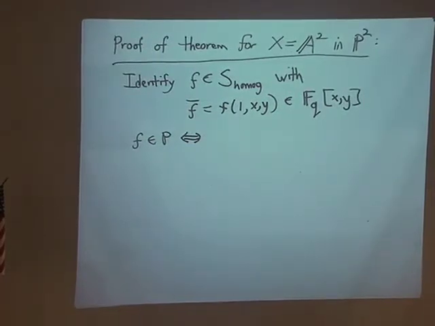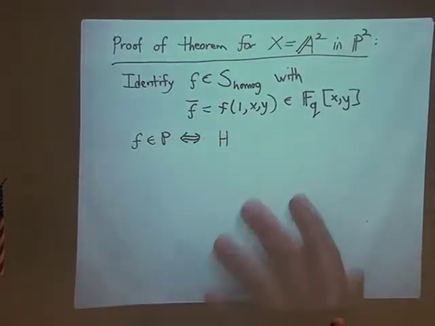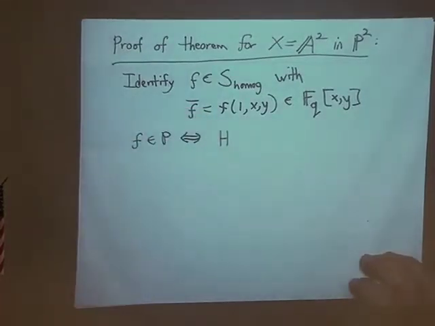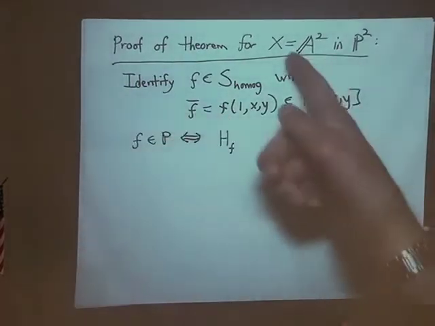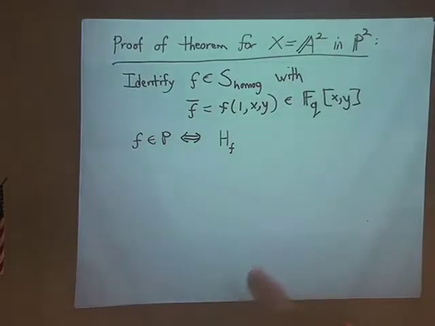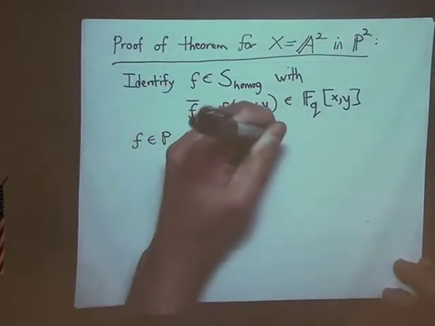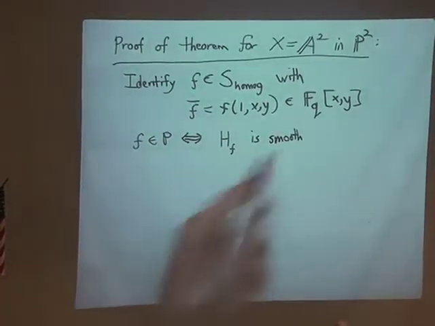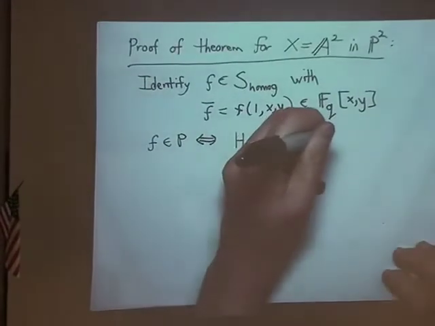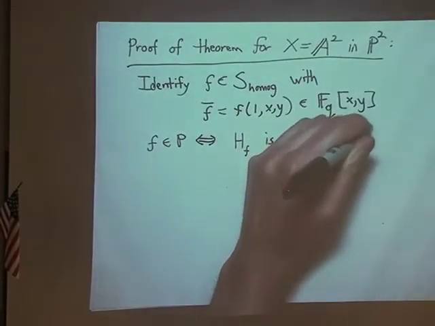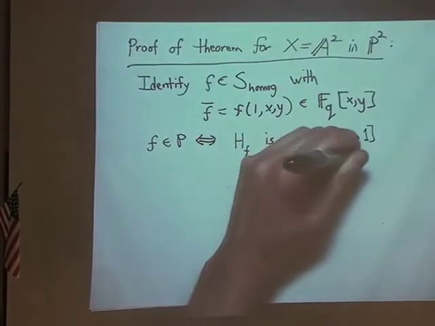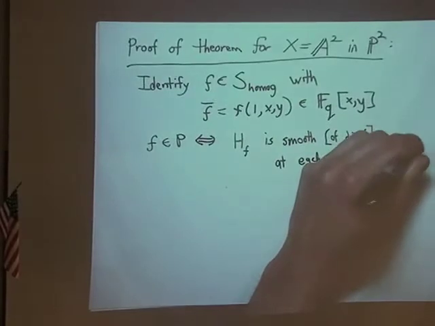You probably remember what P is. That's the set of good Fs, the ones such that the hypersurface HF intersects X in something smooth. To test whether this intersection is smooth, well, in this case X is essentially the whole A2 inside P2, so we're just asking about the hypersurface itself, which is some curve. To say that F belongs to P is the same as saying that this hypersurface is smooth at every point of A2. Smooth of dimension one, you can check one closed point at a time, at each closed point P of A2 over the finite field.